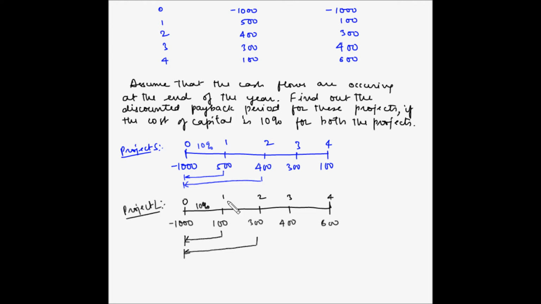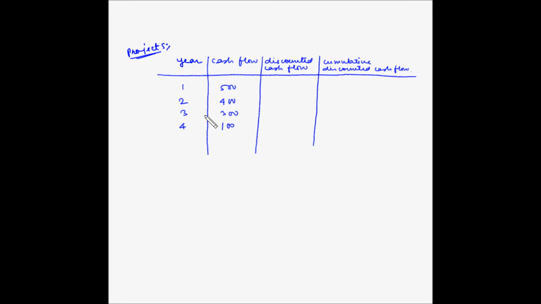So let us start with project S. So as shown, I have put the year and the cash flow for project S in this table. Now, as we had seen on the timeline, we have to find the present value of, let's say for the first cash flow, which is 500 rupees. So this is 0, this is 1, this is 10%. Let's say the present value for the first year is PV1.